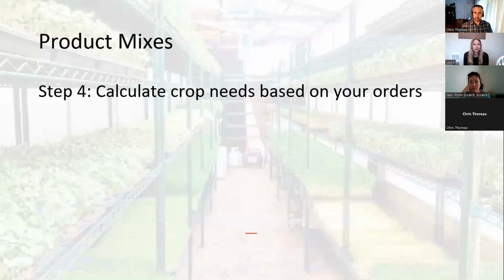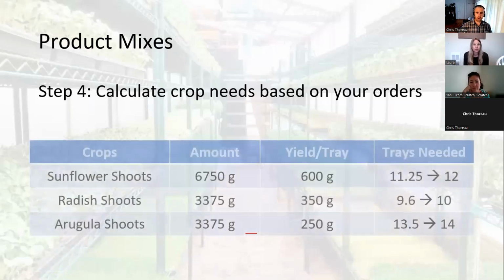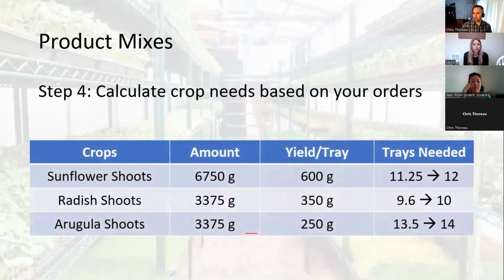So then, just like we did with our peas, we need to go through and take a look at how many trays to grow. So we need 6,750 grams of sunflower, and our yield per tray is 600 grams. We need 11.25 trays, which we round up to 12. Same process for the radish, same process for the arugula.